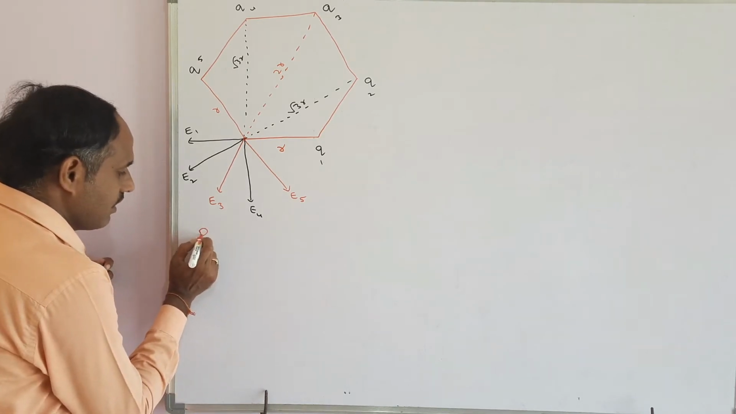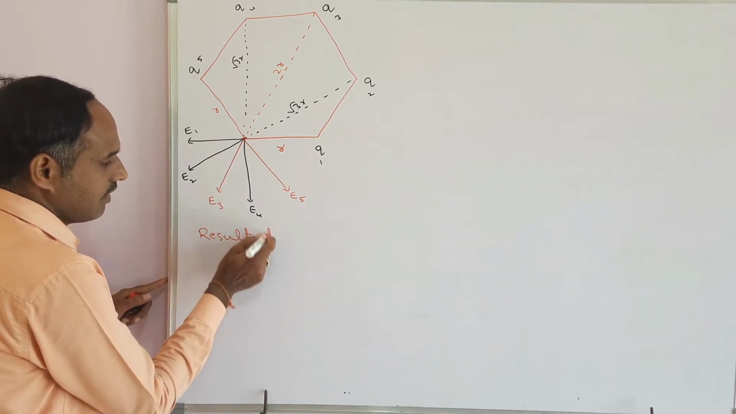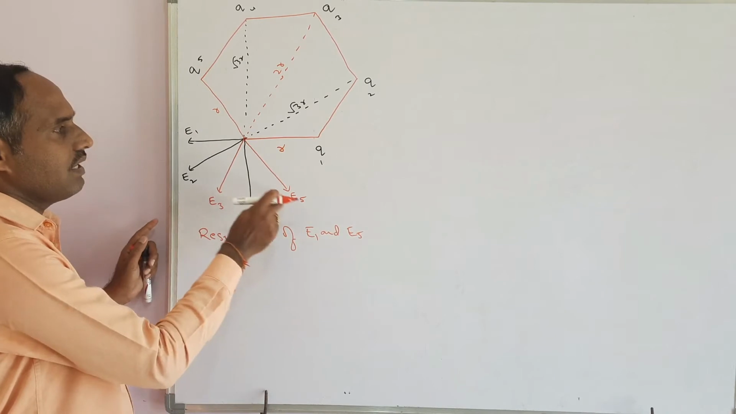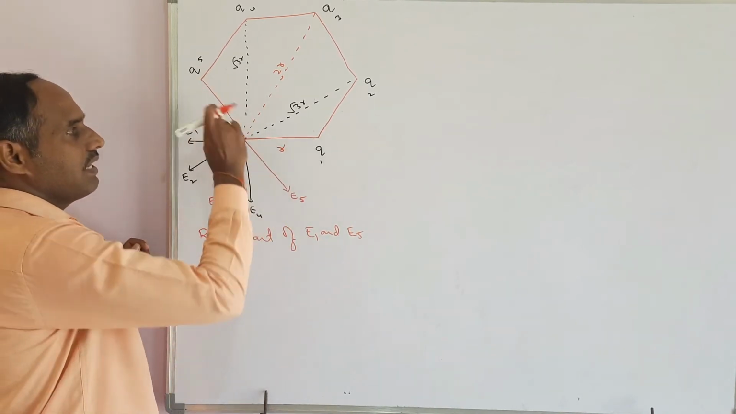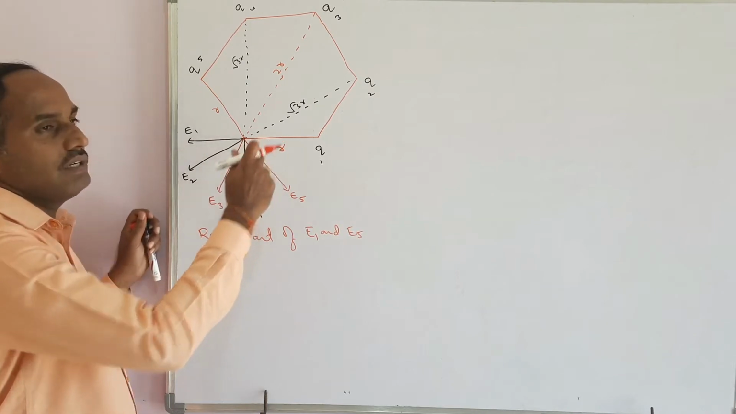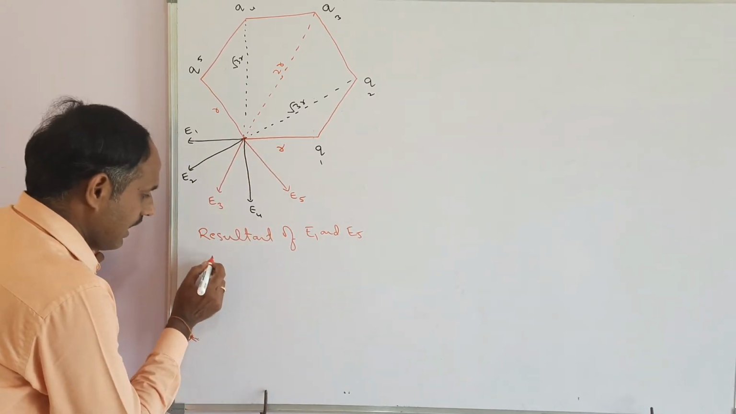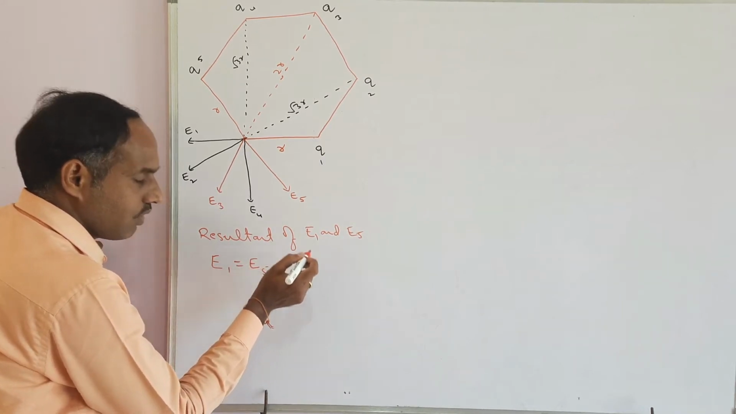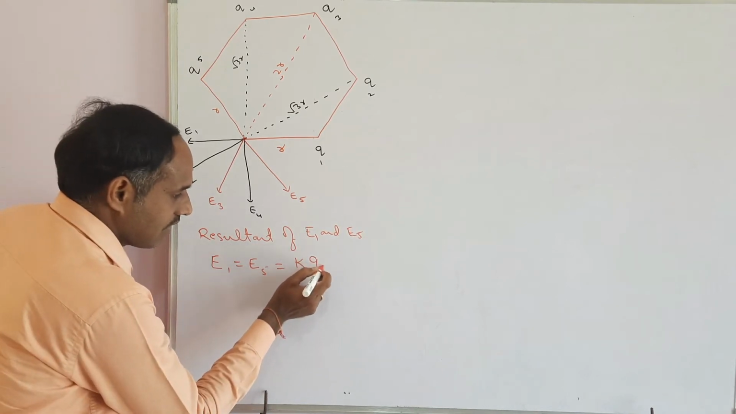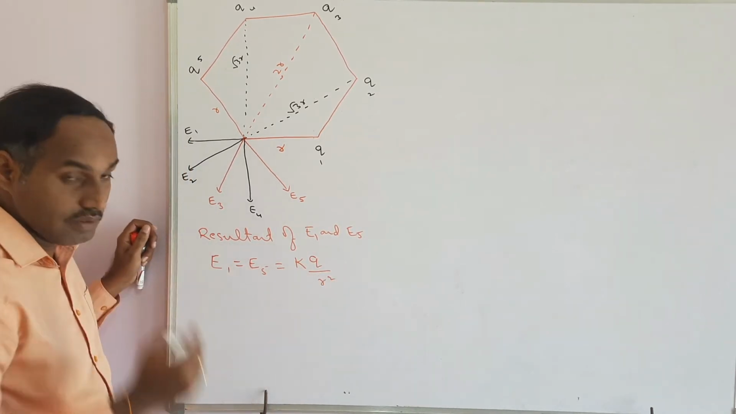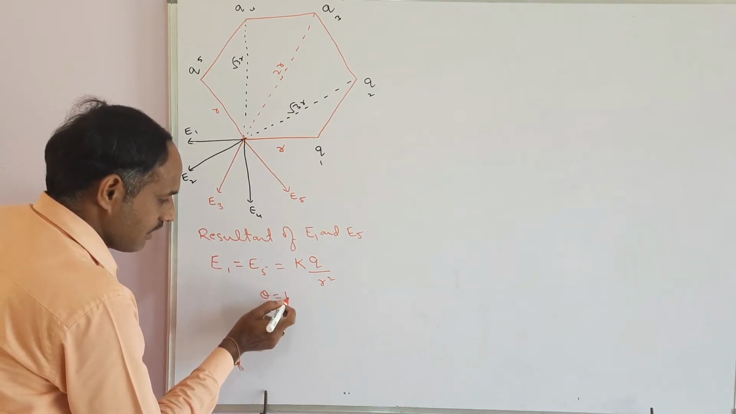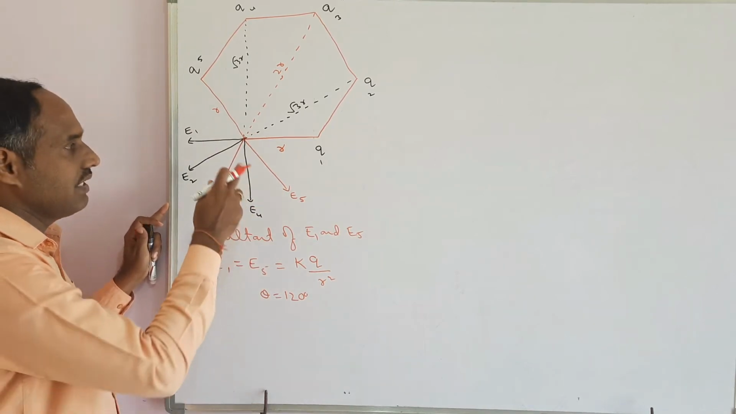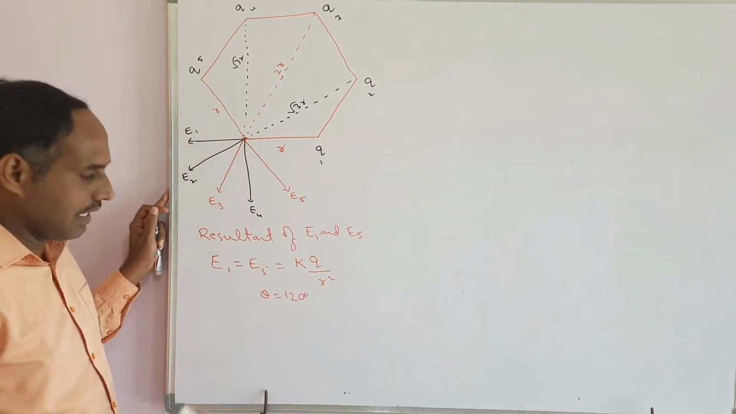At first I am taking the resultant of E1 and E5. Why? Because the first and fifth charge particles are equidistant and the angle between them is 120 degrees. So here we can write E1 equals E5, which equals K Q by R square, where 1 by 4 pi epsilon is supposed to be K. The angle between them is 120 degrees, because adjacent sides in the regular hexagon make 120 degrees, so between E1 and E5 we can take 120 degrees.